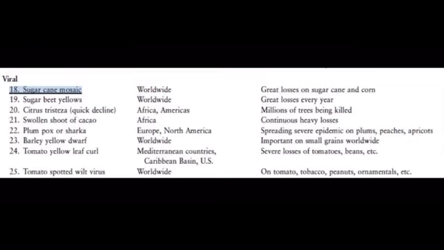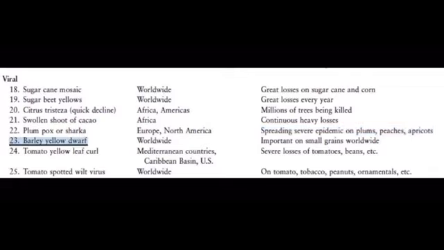Viral. 18. Sugar cane mosaic: worldwide, great losses on sugar cane and corn. 19. Sugar beet yellows: worldwide, great losses every year. 20. Citrus tristeza, quick decline: Africa, Americas, millions of trees being killed. 21. Swollen shoot of cacao: Africa, continuous heavy losses. 22. Plum pox or sharka: Europe, North America, spreading severe epidemic on plums, peaches, apricots.